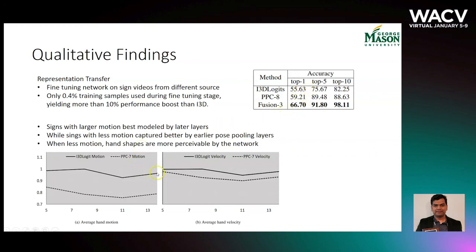The other thing we noticed is that signs with lower motion tend to be better captured by the pose-pool classifier. This is true because signs with low motion have more visible hand shape patterns, and since our pose-pool method takes information around the hand shapes, it classifies those signs better than the normal I3D. More details can be found in the paper.